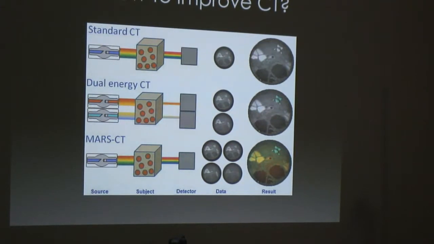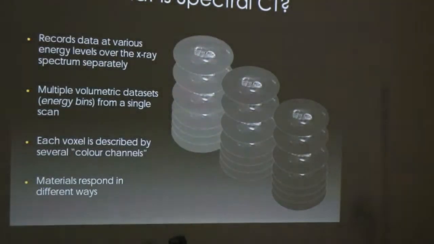But spectral CT, and this is what the Mars CT scanner does, is it uses one source, one detector, but it produces multiple volumetric datasets, which we call energy bins. And that allows us to basically see a color image of the inside of the body. Now this is quite a big advance in CT imaging. So this is what it is.